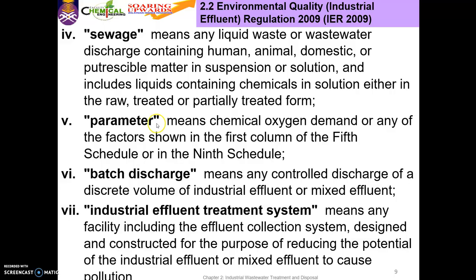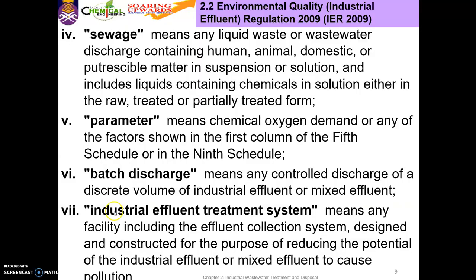So what does it mean by parameter? So parameter means chemical oxygen demand or any of the factors shown in the first column of the 5th Schedule. Okay, so later we will look at the meaning of the 5th Schedule. And next is batch discharge, which means any controlled discharge of a discrete volume of industrial effluent or mixed effluent. Meaning by batch lah. Okay, the wastewater by batch.